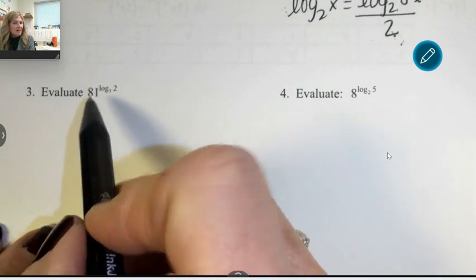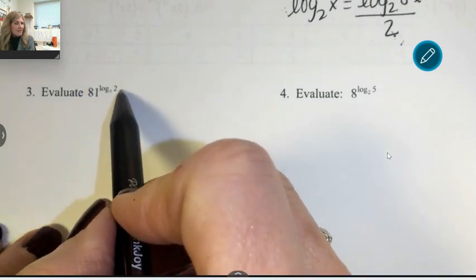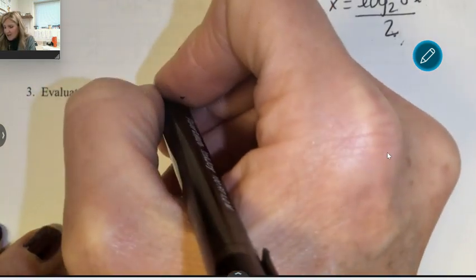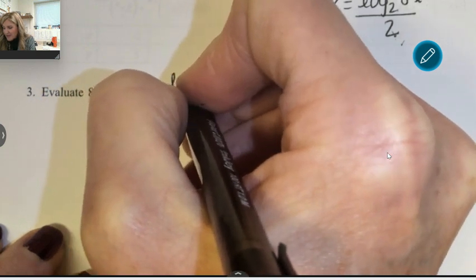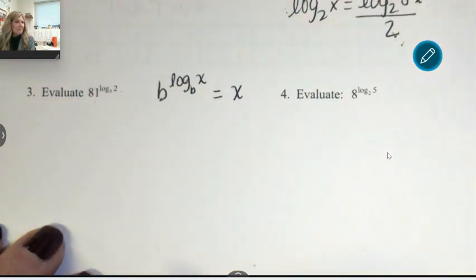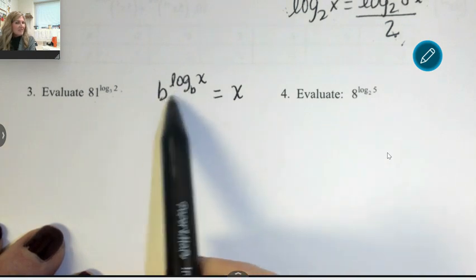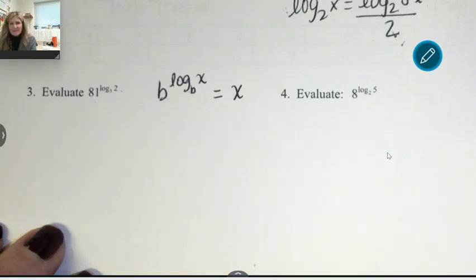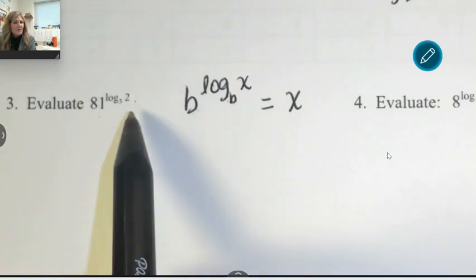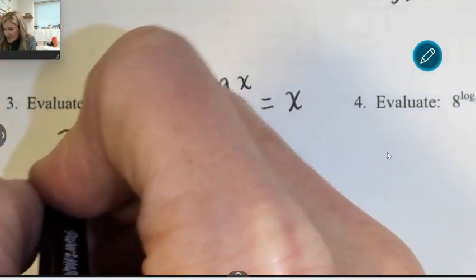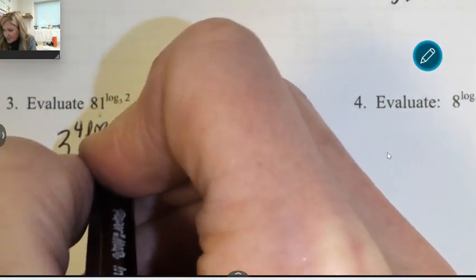Number 3. I have 81 to the log base 3 of 2. That is not helpful the way it's written. But I have a formula up at the top that says this: B to the log base B of x is going to equal x. All right? But do you notice in this formula that the base here has to match the base in the exponent? What is our base up there in the exponent? 3. So I have to rewrite this with a base of 3. How can I rewrite 81 with a base of 3? So I'm going to have 3 to the 4th, to the log base 3 of 2.